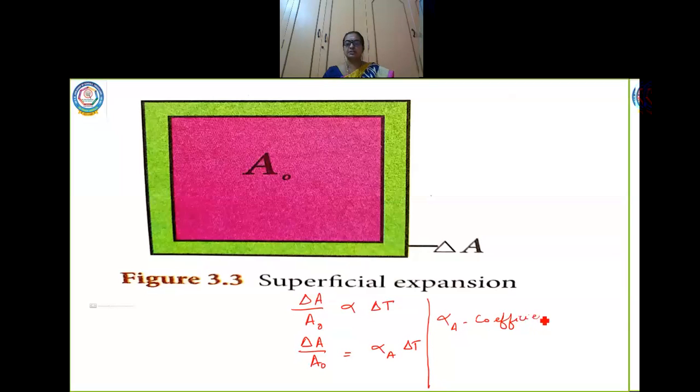So what is this term, children? Coefficient of superficial expansion.